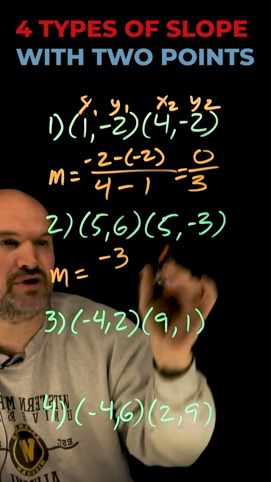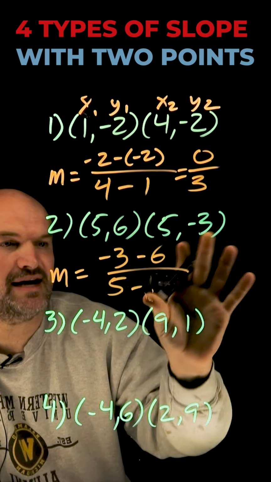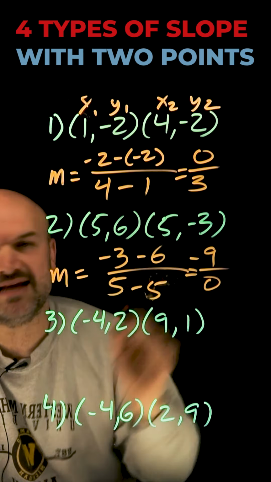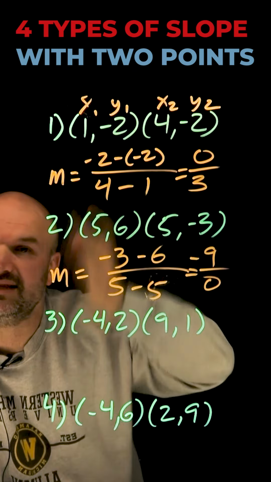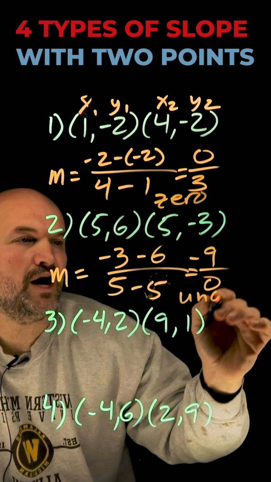I'm going to subtract my y-coordinates, and then I'm going to go ahead and subtract my x-coordinates. Now, in this case, I'm going to get a -9 in my numerator, but I'm going to get a 0 in my denominator. We cannot divide by 0, so that's going to be an undefined slope, otherwise 2 points that lie on a vertical line. So this is what we call our 0. This will be our undefined.